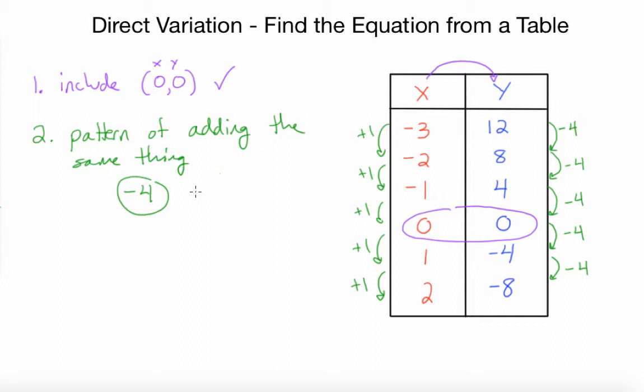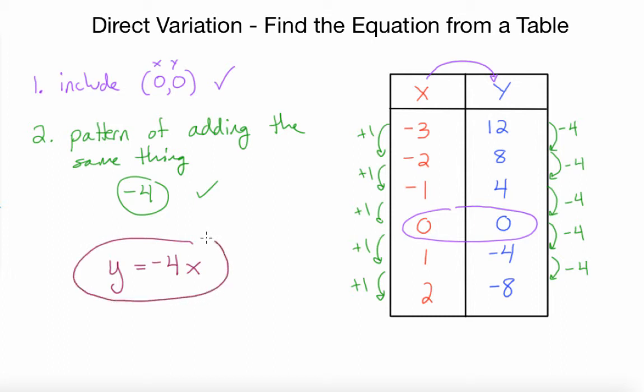So I've satisfied my two things here. I have a direct variation relationship. In particular, my y values are equal to negative 4 times the x value. And we can check this, right? I could put 2 in for x. 2 times negative 4 would give me negative 8 for y. And so it would actually work with all these.